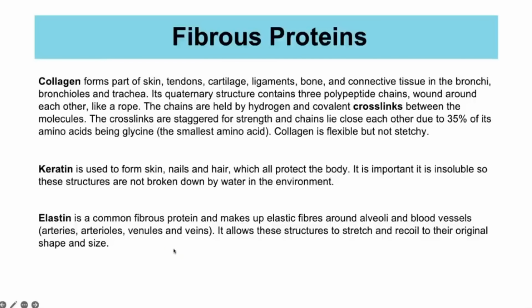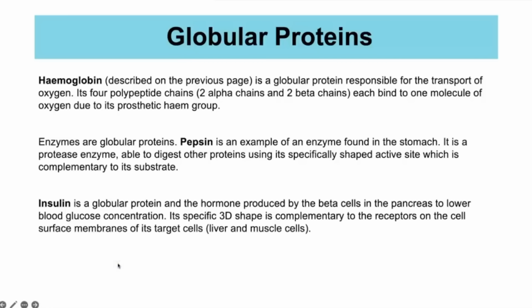It also allows these structures to stretch and recoil to their original shape and size. The 3 globular proteins you need to know about are haemoglobin, pepsin and insulin. Haemoglobin has been described previously, so it's a quaternary structure protein because it's got more than 1 polypeptide chain, and in fact it has 4. It has 2 alpha chains and 2 beta chains, and each one has a heme group attached to it, which is a prosthetic group, which is where the oxygen binds.